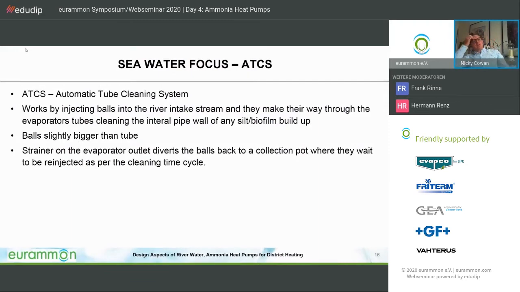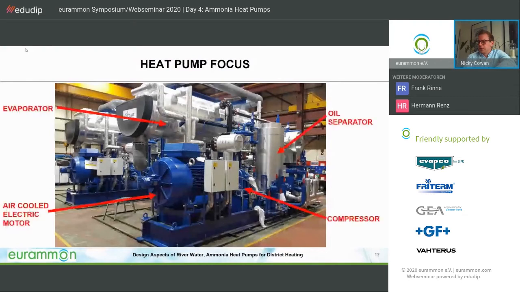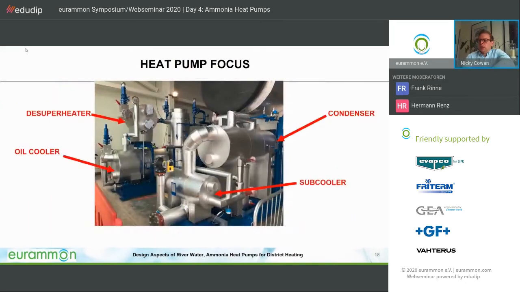So that's the river water side, and then we've got the next bit of the system, which is the heat pump. And we've got some main bits on the heat pump. Motor, that's the big spray chiller evaporator at the top, oil separator, compressor. Then at the other end of the skid, we've got special pressure heating systems. We're always going to try to put in a de-superheater condenser subcooler to maximize the efficiency, because heat pumps are all about efficiency and selling heat. So you want the most efficient heat pump to sell the most amount of heat.